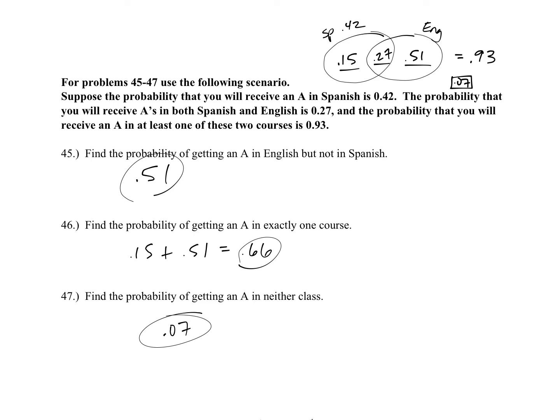Probability of getting an A in exactly one course. So ignore the both people and ignore the neither people. Exactly one course means only Spanish, so 0.15, or only English, so 0.51. There's where we get 0.66. Probability of getting an A in neither class. Aha, I'm really glad I already filled this out because I knew there was probably going to be a question about that. Getting an A in at least one of them is 0.93. That means getting an A in neither is 0.07.